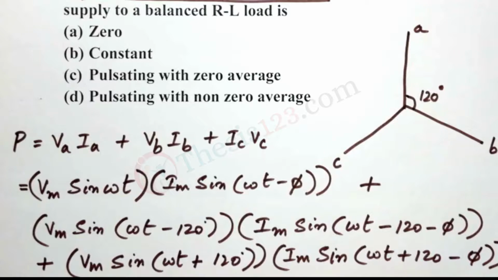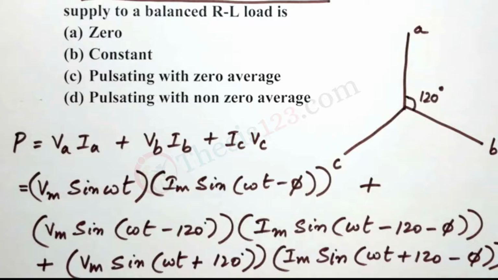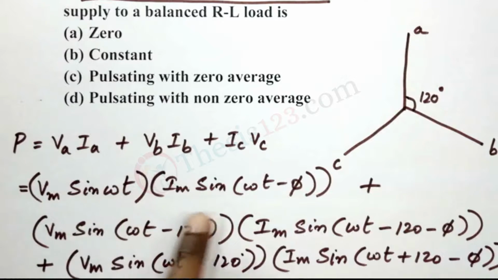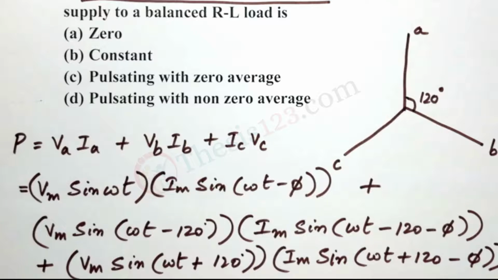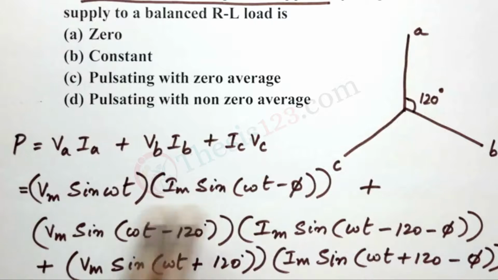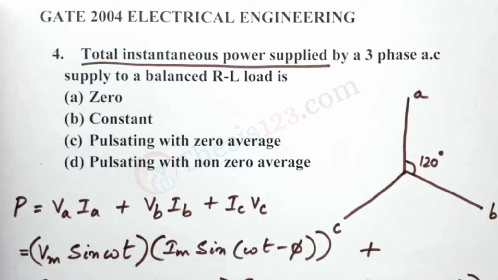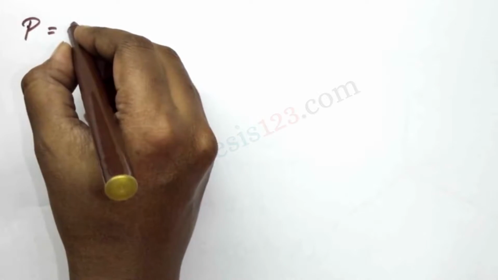Okay, so now let us write down and solve each term. If we solve each term, Vm, and here we have sine omega t and sine of omega t minus phi. So recall your trigonometric formulas. Sine A sine B can be written as, let me just write that down over here. Okay, so our instantaneous power, we are going to start with the first term. Now you see here Vm Im, let's just write that down as Vi. So we are going to take Vi common throughout.